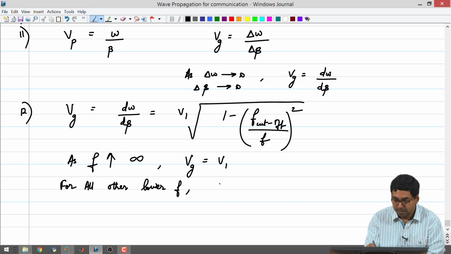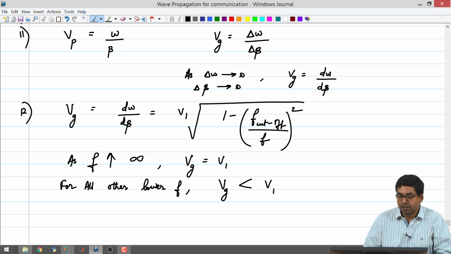We notice that Vg is less than V1, okay. So, square root of 1 minus something, all right. If your f is finite, you will end up getting V1 times the square root of something which is less than 1, right. So, you will end up getting Vg less than V1.